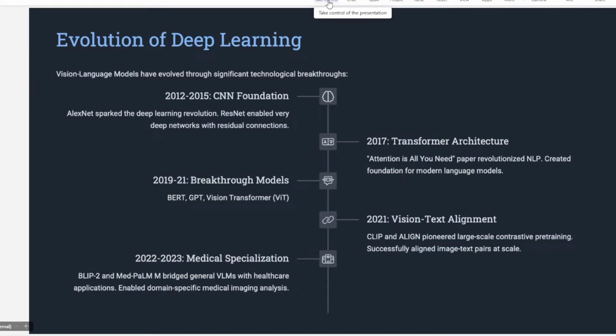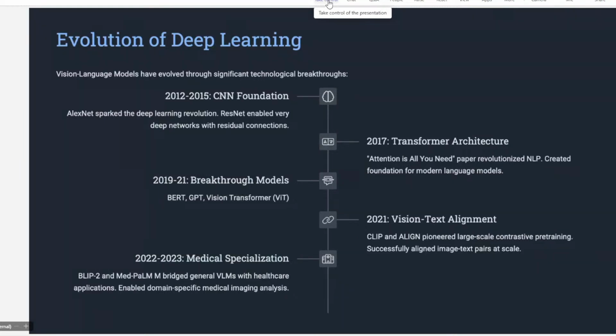Let's trace the path that brought us here. It all started in 2012 with AlexNet. AlexNet used CNNs to dominate ImageNet, kicking off the deep learning era. By 2015, ResNet introduced residual connections, allowing for very deep vision models. In 2017, the transformer architecture revolutionized NLP by enabling full attention-based modeling. And this gave rise to foundational models like BERT, GPT-2, and later GPT-3. In parallel, in the computer vision space, we had vision transformers being applied to image data. And then in 2021 came CLIP, one of the most breakthrough works in vision language modeling.